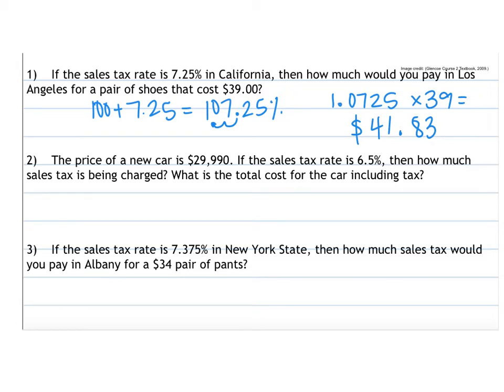Next one, we've got a car here. Sales tax is 6.5%. How much tax is being charged, and what is the total cost? I'm going to use method 1 for this one. Turn the percent into a decimal, which would be 0.065. Move it 2 spots to the left. Multiply that by the cost of the item. 0.065 times 29,990. And they're going to pay $1,949.35 for tax. Add that back onto the original cost of the car.